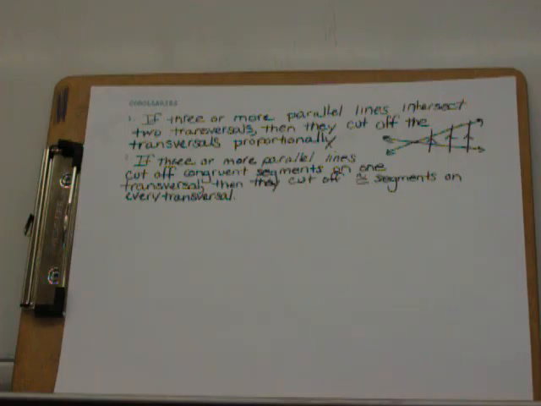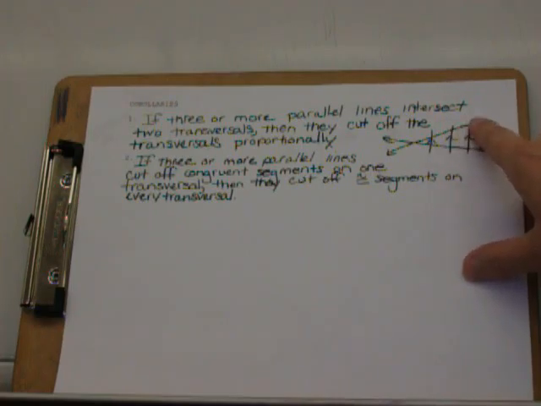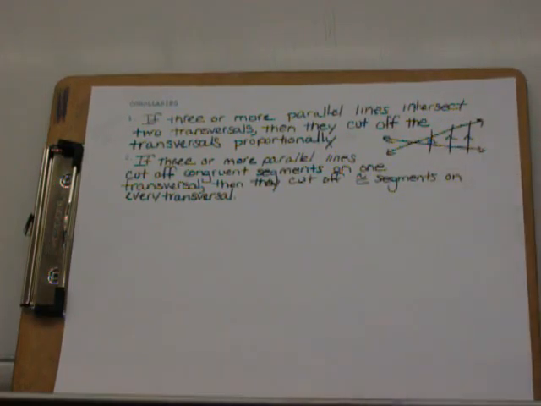Your first corollary states that if three or more parallel lines intersect two transversals, then they cut off the transversals proportionally. Okay, so in the figure to your right here, you're going to see you have two transversals that make the X, and then you've got three lines that are parallel to each other, indicated by the arrows. The next corollary states, if three or more parallel lines cut off congruent segments on one transversal, then they cut off congruent segments on every transversal. Okay, so they're talking about these points here, that these points are going to be the same.